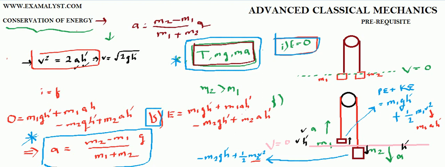So both are different approaches, but they will give you the same answer. Let me repeat again. The energy approach to solve the problem and the force approach to solve the problem are both different approaches, but they will give the same answer. However, the energy approach is usually easier than the force approach. So whenever you look at a classical problem, always think, is there an energy way of solving the problem? This is the trick to solve classical mechanics easily.